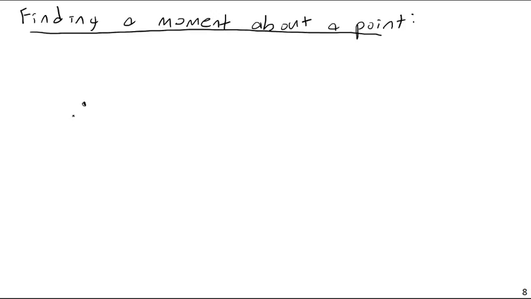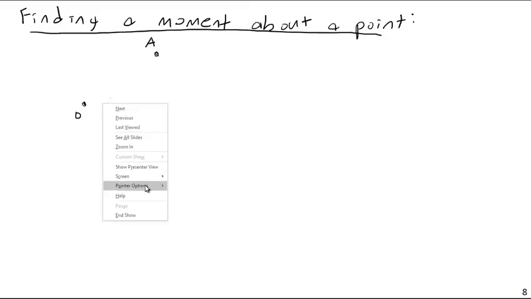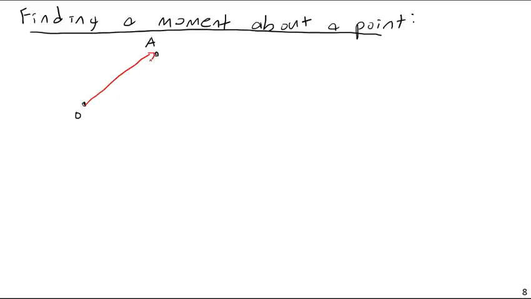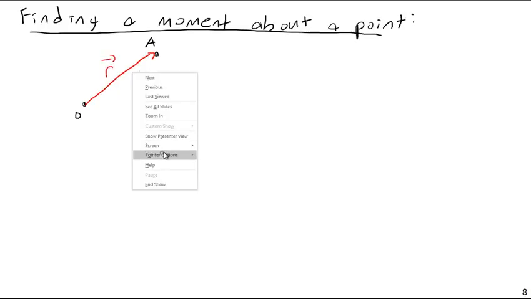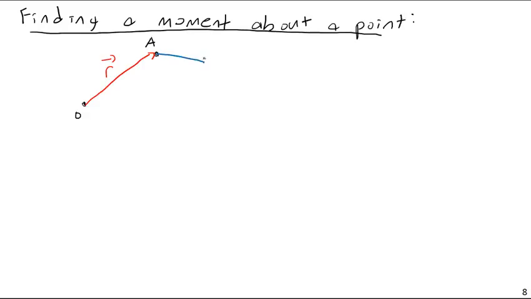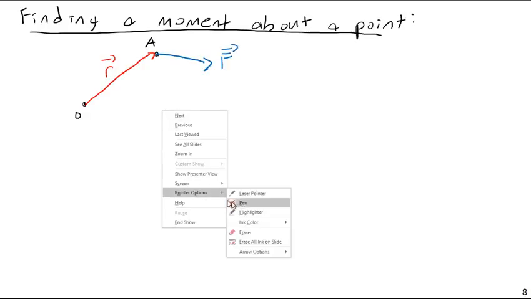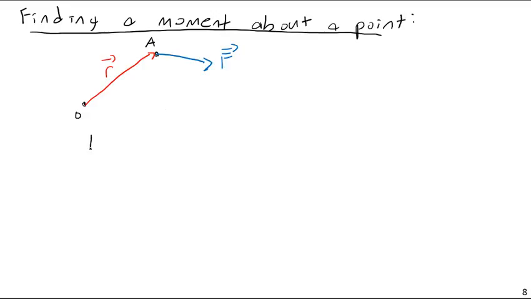So, say I have a point, just an arbitrary point, say O. I have a point A, and between them is vector R. And then I have a force vector acting through point A. So the moment vector of force F about point O is all it is, R cross F. That's all there is to it.